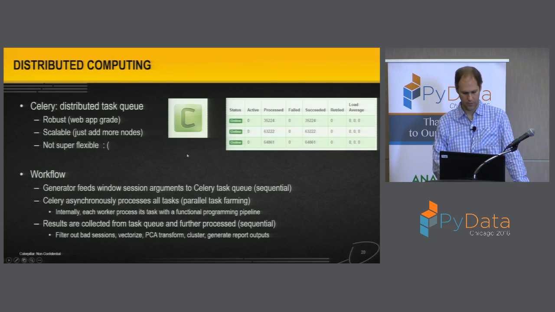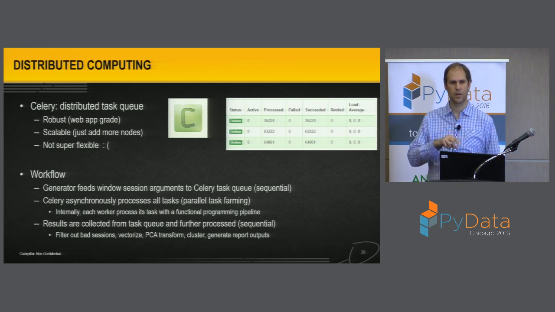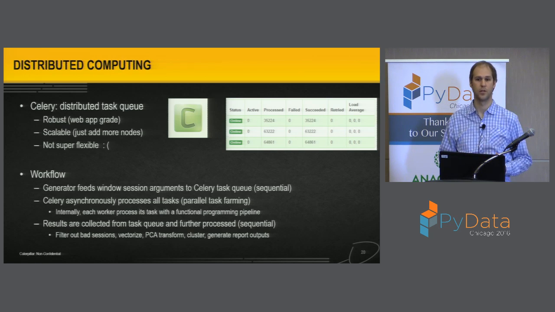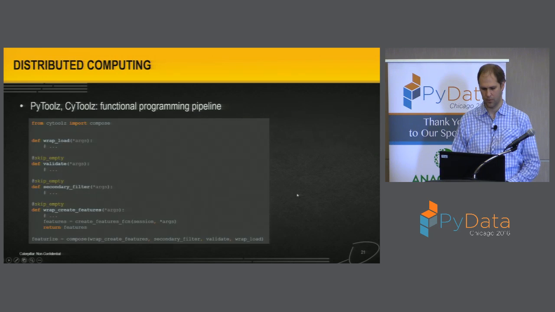So our workflow in general is we have a generator that feeds these window session arguments on what the data needs to be read for each window, and feeds that to the Celery queue. That's sequential. Then Celery asynchronously processes all of our tasks in parallel, and internally, that featurized code I showed you, that's done using a functional programming pipeline, which I'll show you in the next slide. So finally, all those workers send their data back to the driving process. The results are brought in, and we then can do the data science, the filtering out the bad sessions, the vectorizing the data, PCA transforming, clustering, and finally generating the report.